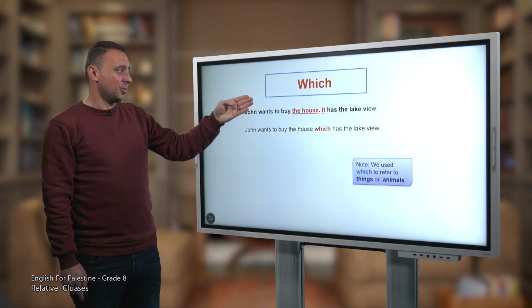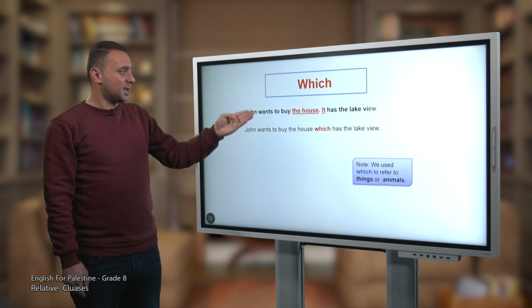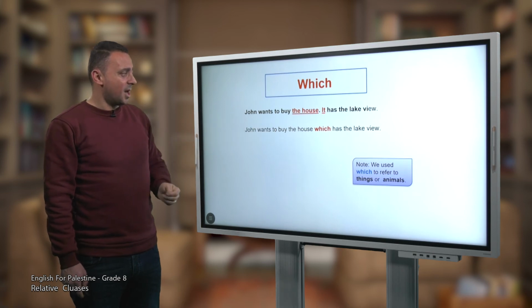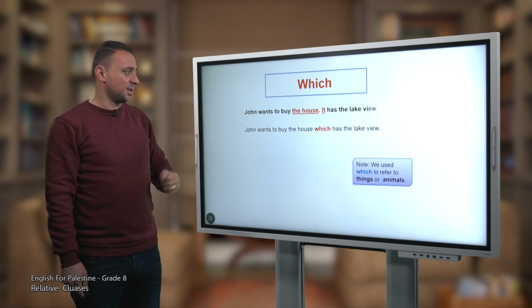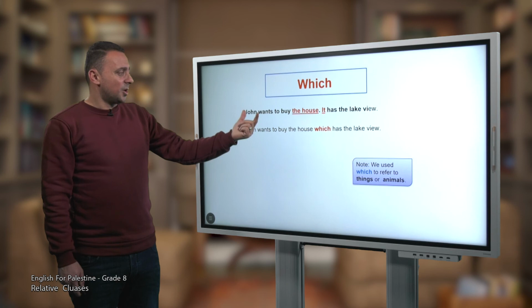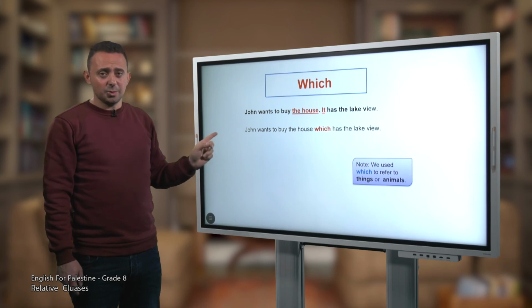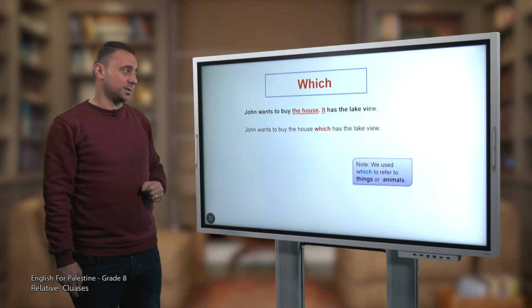the subject pronoun it, which refers to the house, and we replaced it with which, and then we wrote the rest of the sentence to become John wants to buy the house which has the lake view. So here we used which to refer to a thing, not a person. Remember, we use which to refer to a thing, not a person.